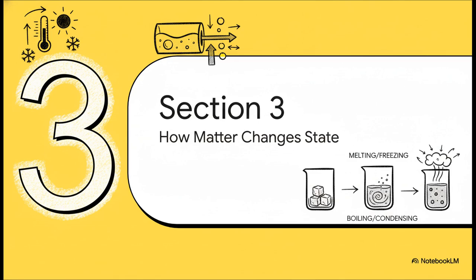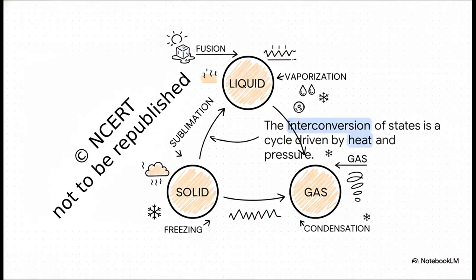But how does matter actually change from one state to another? Well, it's pretty simple. We do it by changing the temperature or by changing the pressure. This diagram shows the whole cycle beautifully. When you supply heat to a solid, it melts and becomes a liquid. We call this fusion. If you keep heating the liquid, it boils and turns into a gas.